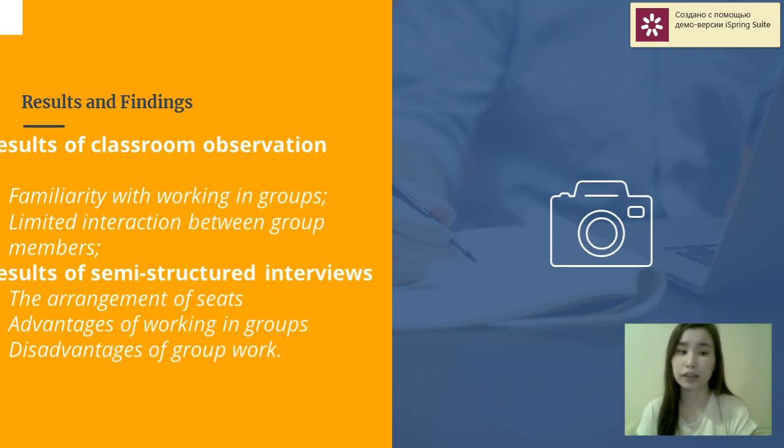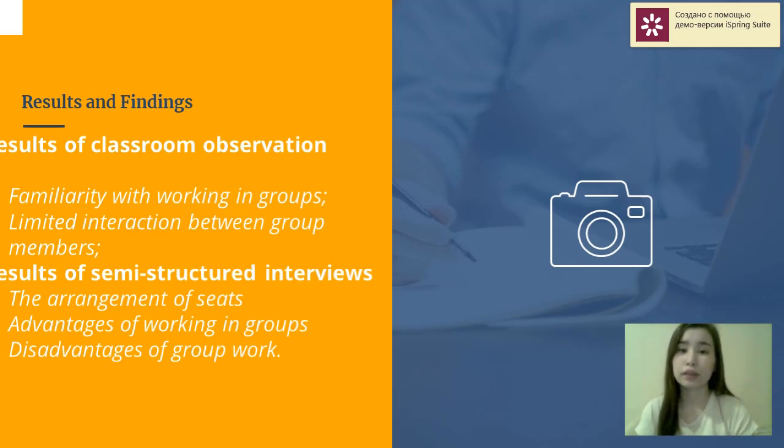When observing the classroom, the students were aware of their responsibilities, and they divided their tasks into 4 parts in 2 minutes. They were very familiar with working in groups because their teachers often practice this kind of activity.